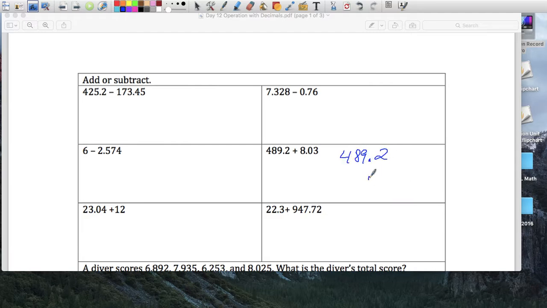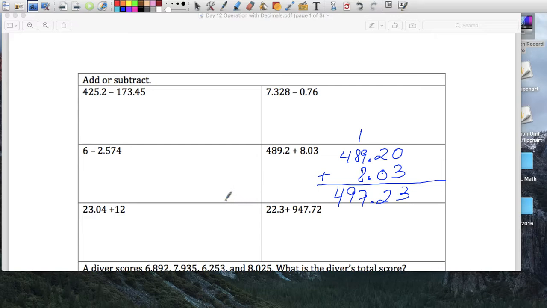489.2 plus, and this is addition. So again, it's the same idea. We're going to line up our decimals, and this becomes 8.03. And that's how you line it up. Okay. Notice the top number, there's an empty space. I'm going to add a 0 so that we make it the same size. 0 plus 3 is 3. 2 plus 0 is 2. 9 plus 8 is 17. Carry the 1. 8 plus 1 is 9. And 4. 497.23.